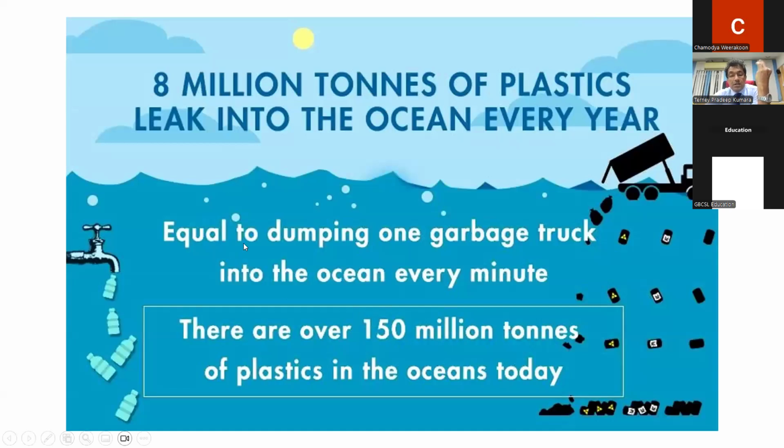Because of the pollution, you can see some stats here per year. From the whole world, all the countries, about 8 million tons of plastic goes to the ocean. It is equal to dumping one garbage truck into the ocean every minute, right? This truck example gives you the magnitude of the problem. Therefore, at the moment, there are about 150 million tons of plastics in the ocean today. That's the magnitude of ocean pollution.